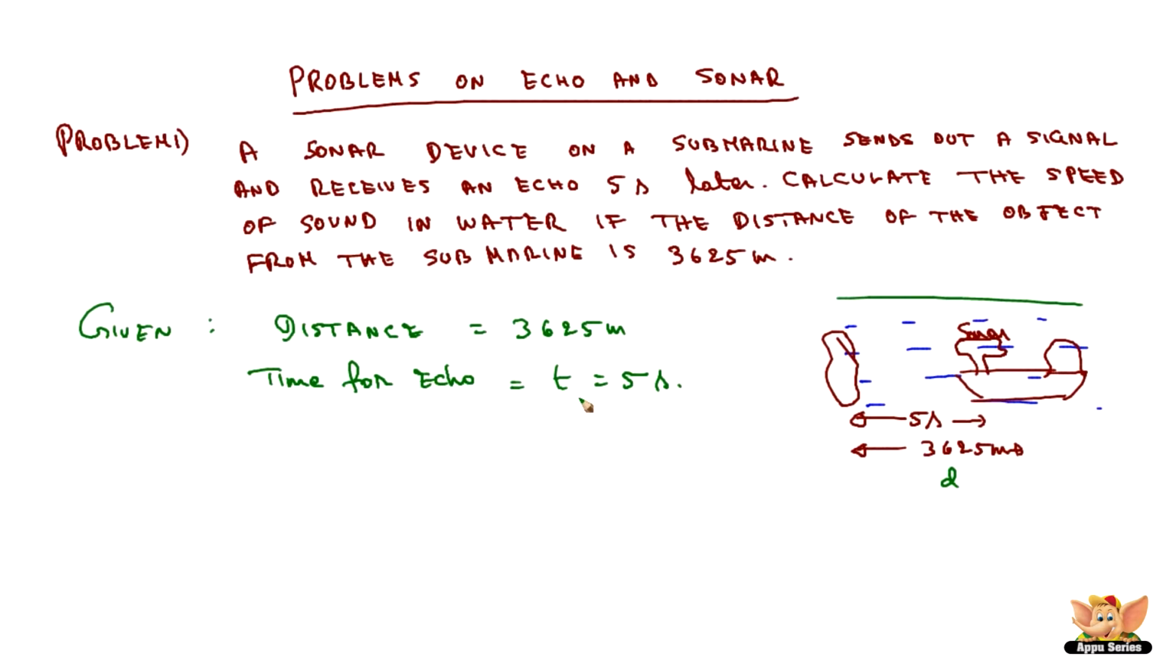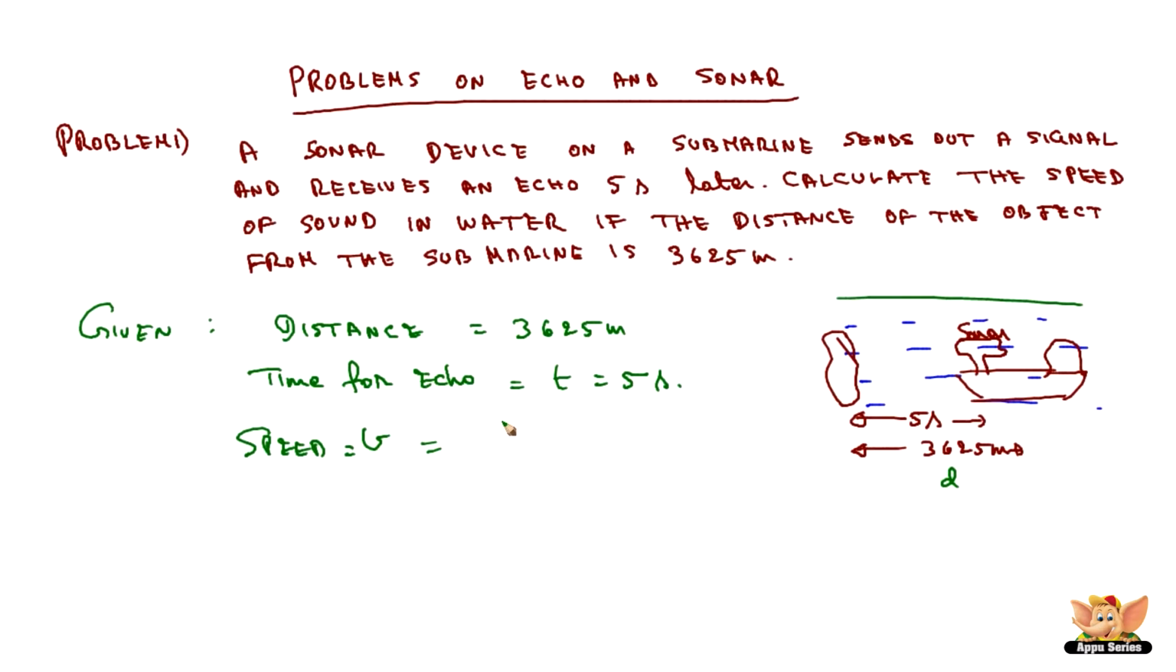Always we should remember that the time for echo covers twice this distance because the signal goes from sonar to object and object back to sonar. So we always should take the distance for calculation of speed as twice the d. So the speed is v, speed of sound in water because it is traveling in the water.